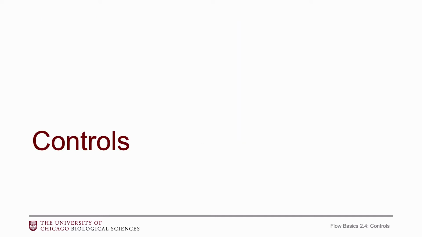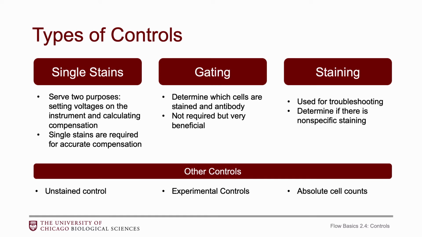So let's get into it with the different types of controls. As you can see, there are quite a few. I've kind of grouped them into 4 different categories. So we have our single stain controls, which I would say are the most important. They're used to set up voltages on the instrument and calculate compensation. Then we have our gating controls, which help analyze the data. The staining controls help you troubleshoot your staining protocol. And then there's a few other controls that we'll talk about at the end.